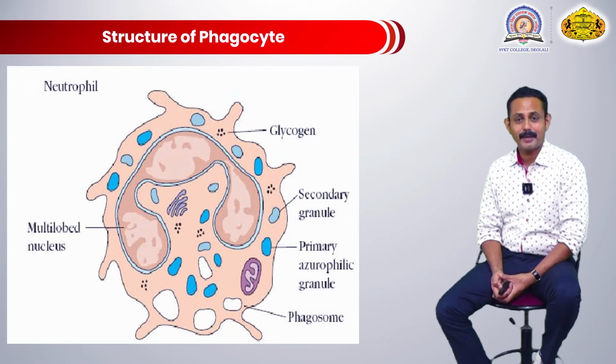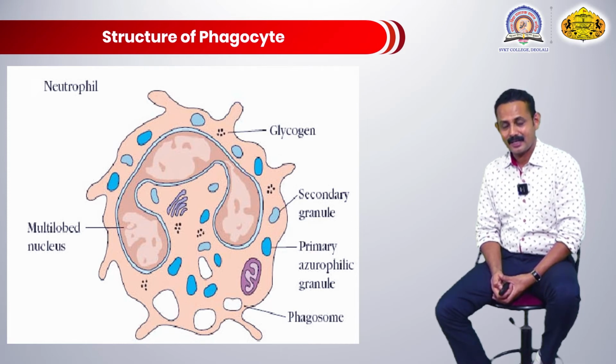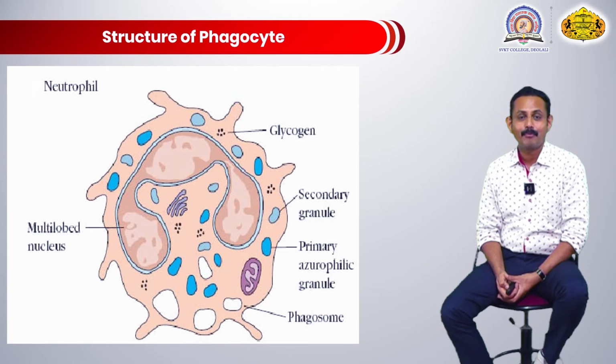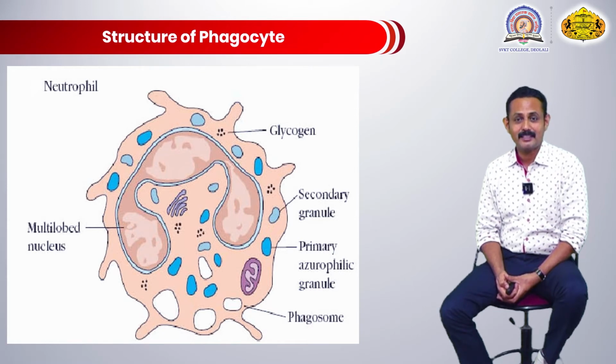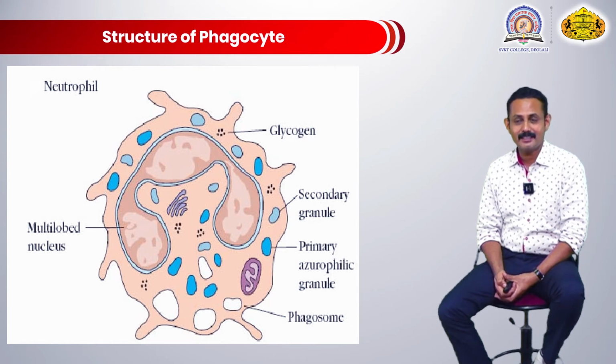So these primary granules contain different types of lytic substances, and secondary contain different types of hydrolytic enzymes which are responsible for digestion here. And this white color part is called the phagosome, meaning the actual internalization and engulfment of the antigen takes place in the phagosome here. So this is the detailed structure of this phagocyte.